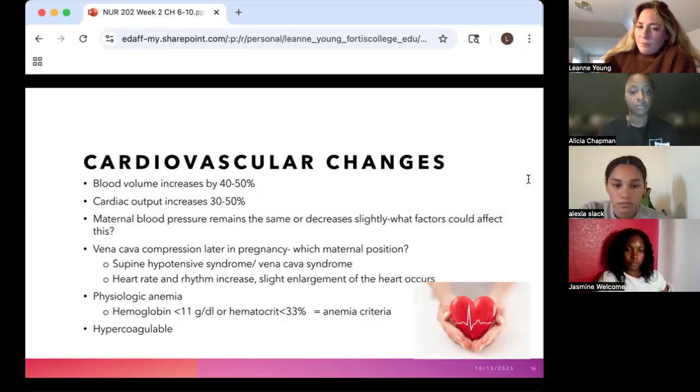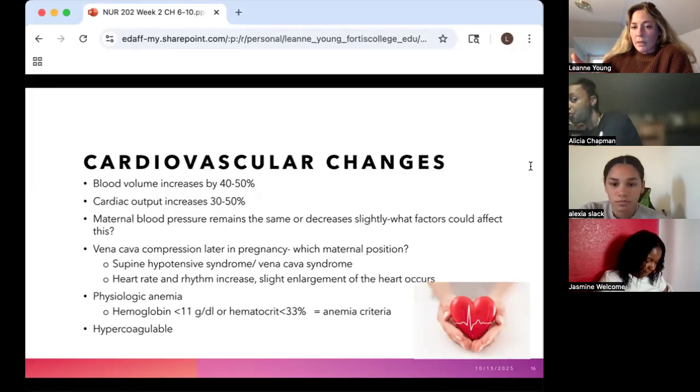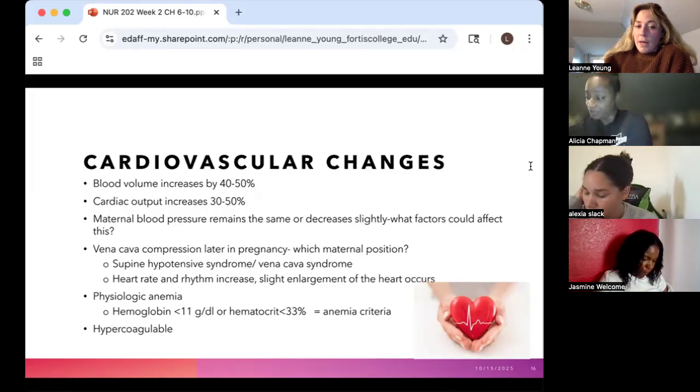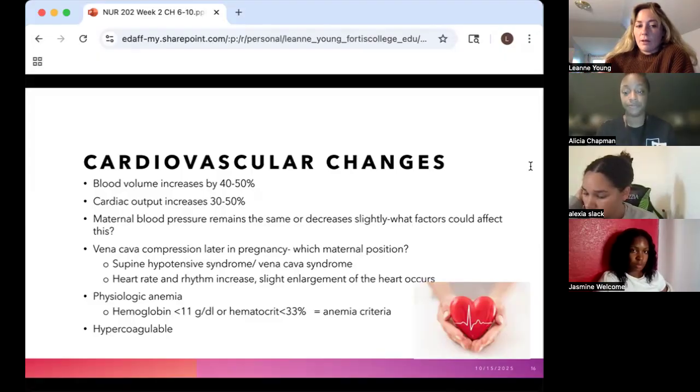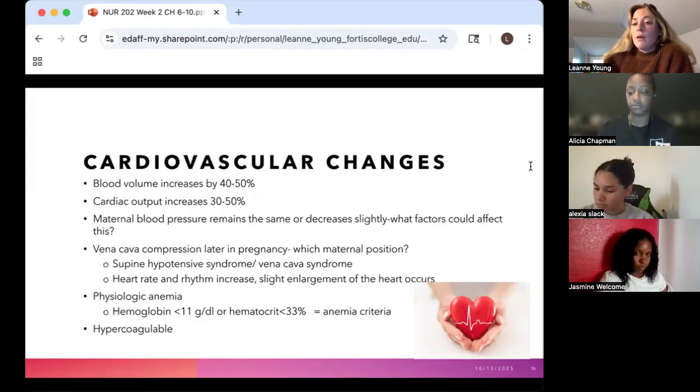Physiologic anemia. Because the plasma is increased in pregnancy rather than an increase in red blood cell production, there's a decrease in the normal hemoglobin and hematocrit values. So this increase in plasma and no change in the red blood cell production will cause hemodilution, which can cause a physiologic anemia. This is determined by a hemoglobin that's under 11 or a hematocrit that's under 33%. That's the anemia criteria for pregnancy.